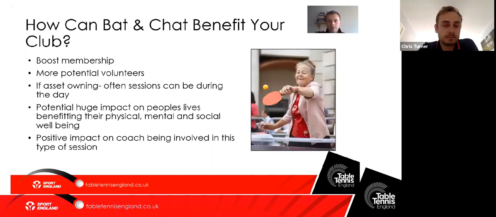So how can it benefit your club? So it can boost membership. Quite often, people who just turn up for a social Bat and Chat session have enjoyed it so much they want to play more and end up becoming a member at Hartlepool Table Tennis Club. More volunteers, as you all know, volunteers are hard to come by. They're the cornerstone of all sport, and it's another method to try and attract volunteers in.